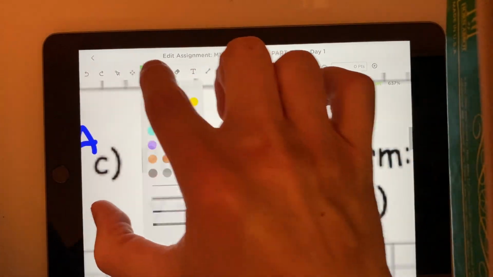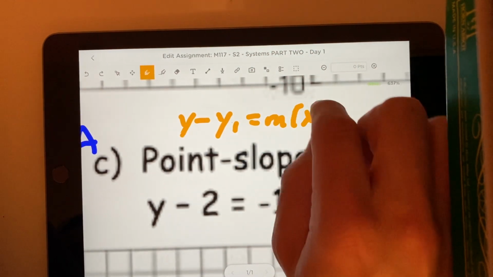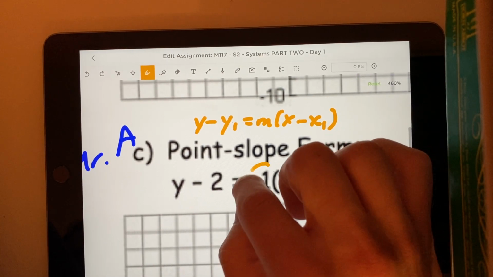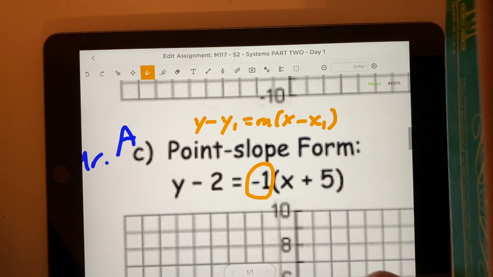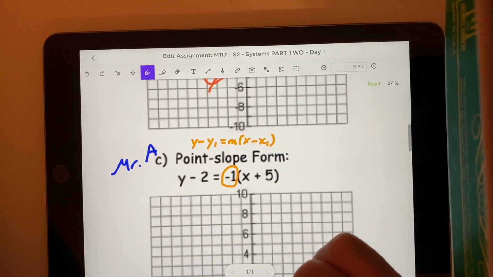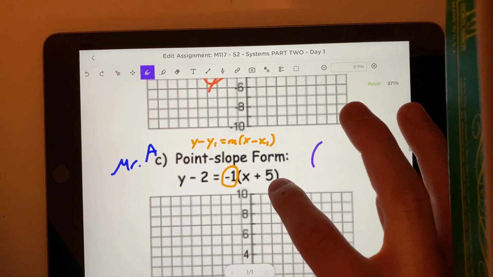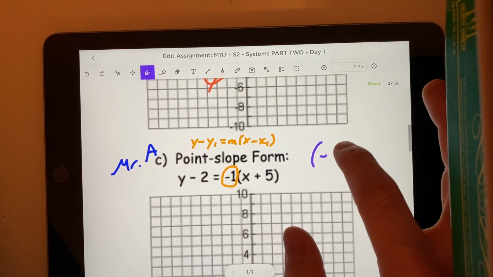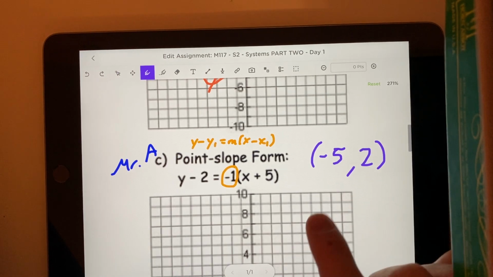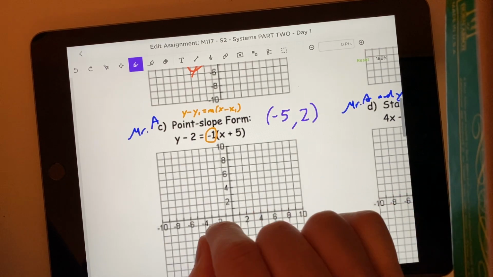Point slope, that was y minus y1 equals m times x minus x1. Remember, m is your slope, so this is my slope. And then your point is hidden in here. Remember, it's like opposite of x, opposite of y when you plug it in. So my point here is opposite of this, -5, opposite of this, +2. So look, you have your slope and you have your point. So all you gotta do is go to -5, 2.